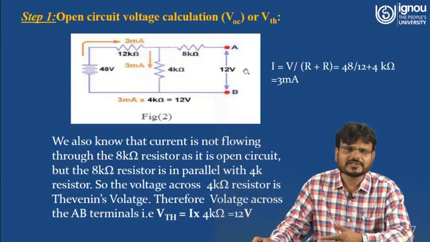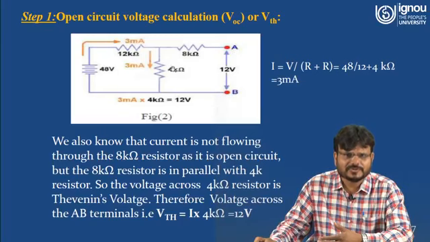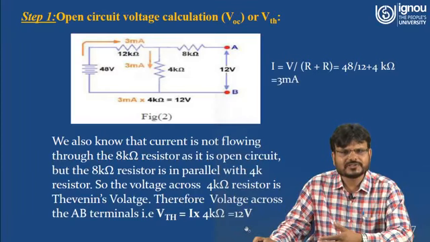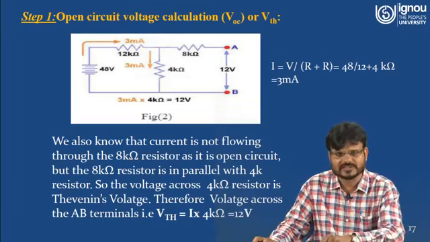Now, because you are interested in calculating the Thevenin voltage VTH, VTH is equal to the current flowing through this 4 kilo ohm multiplied by this 4 kilo ohm. So VTH is equal to I times 4 kilo ohm, that means 3 milliampere multiplied by 4 kilo ohm. So it comes to 12 volts. So this is the Thevenin voltage. Now you have calculated the Thevenin voltage.